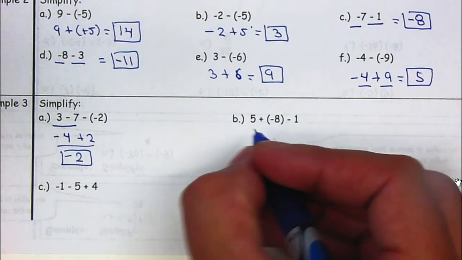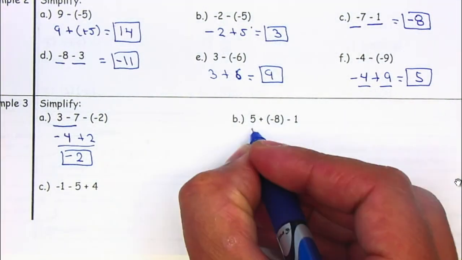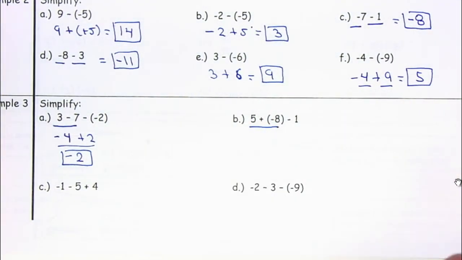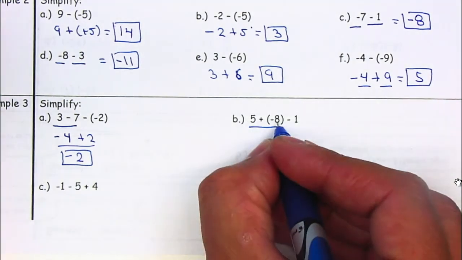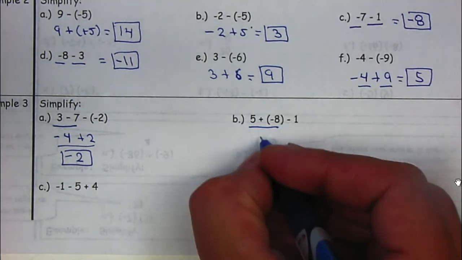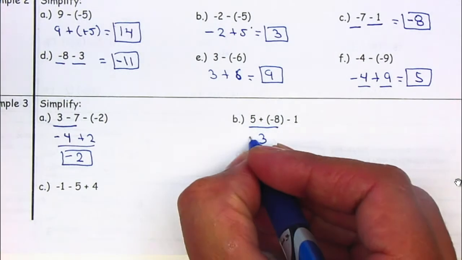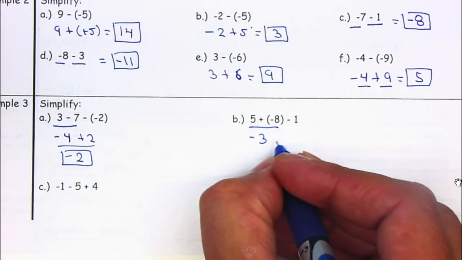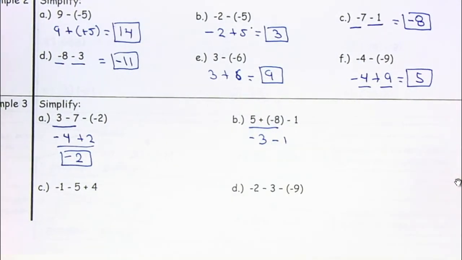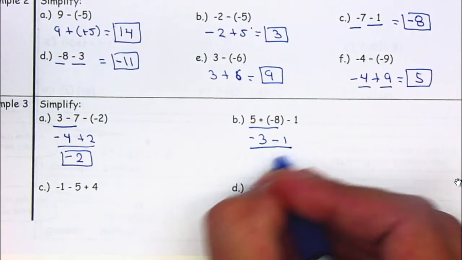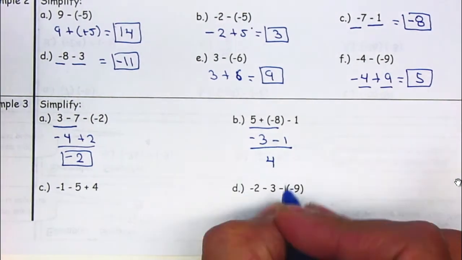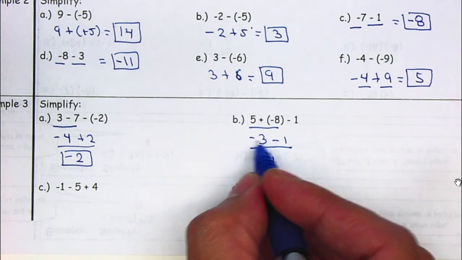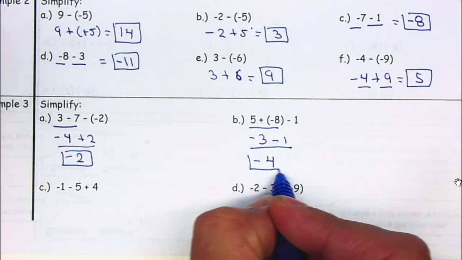For letter B, we're going to work from left to right. They have different signs. We have a positive, we have a negative. We are going to subtract, and we're going to keep the sign of the bigger number. We're going to bring down the negative 1. They have the same sign. We are going to be adding, and we're going to keep the sign of the bigger number. The 3 is a negative, so our answer will be negative.